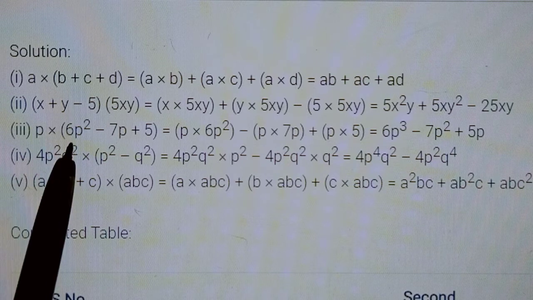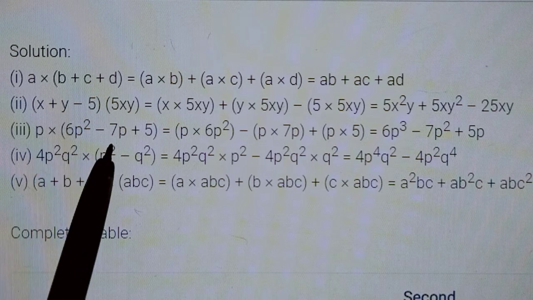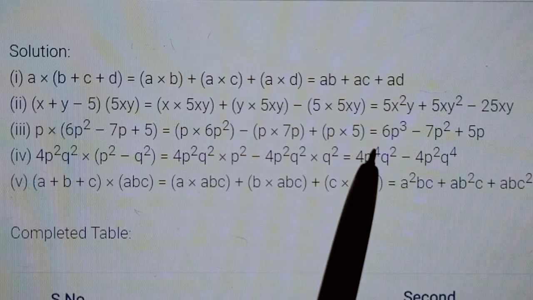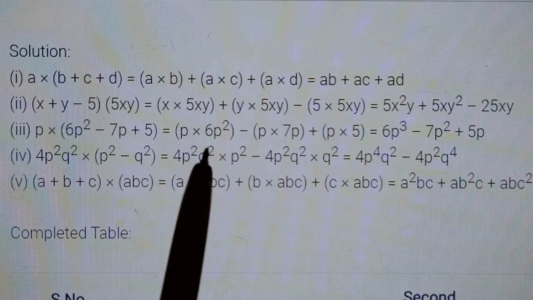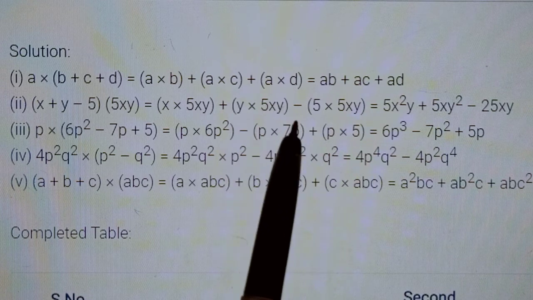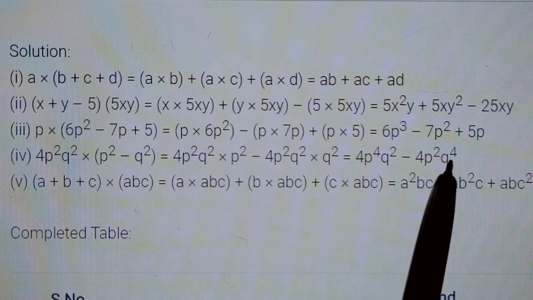See, now this p is distributed inside, this becomes 6p cube. Then with this it becomes minus 7p square. With this it becomes 5p. Okay, so that's up to you. If you don't want to show this step working out here, that is in your mind that we need to multiply each of the terms with that p outside, and you can straight away give the answer also.